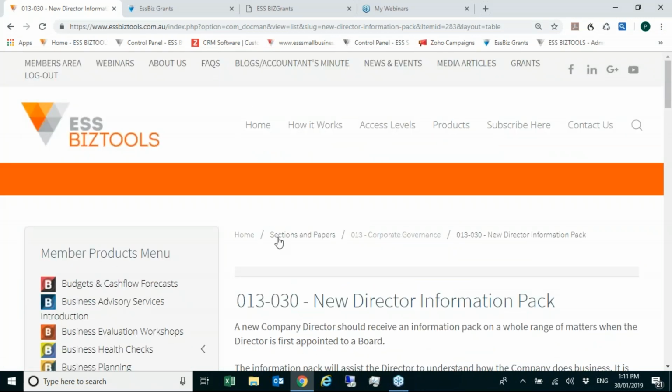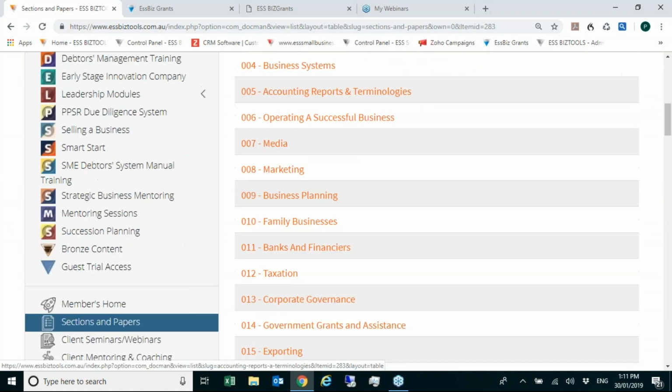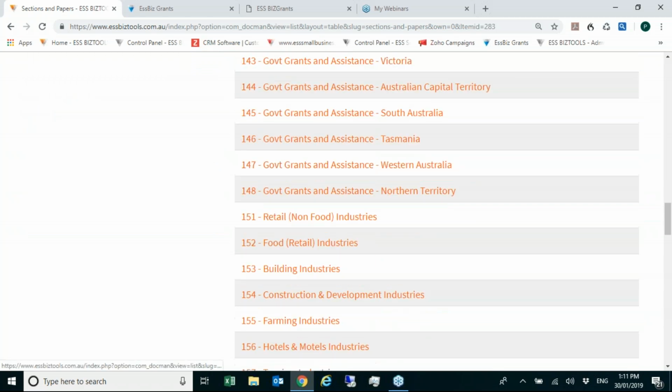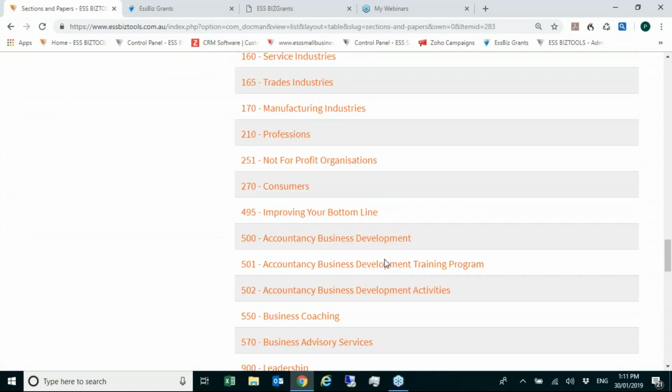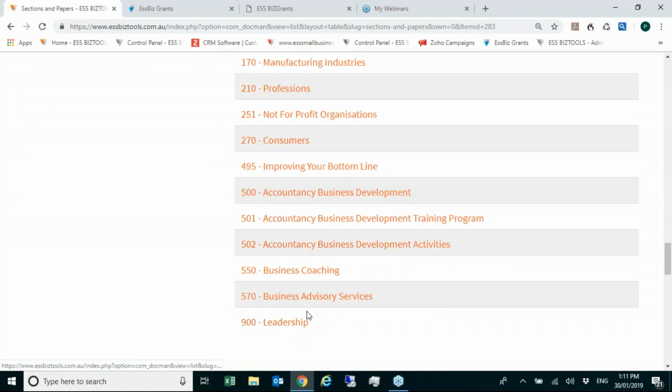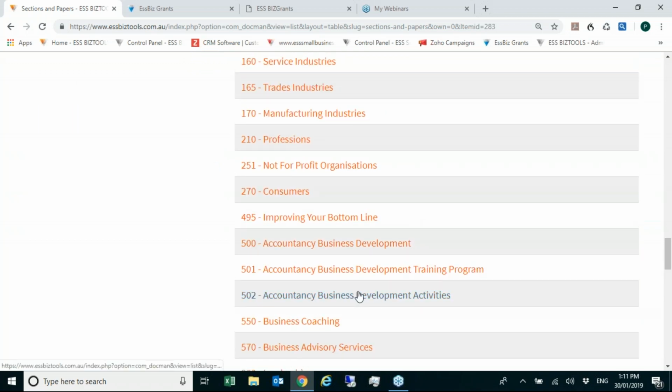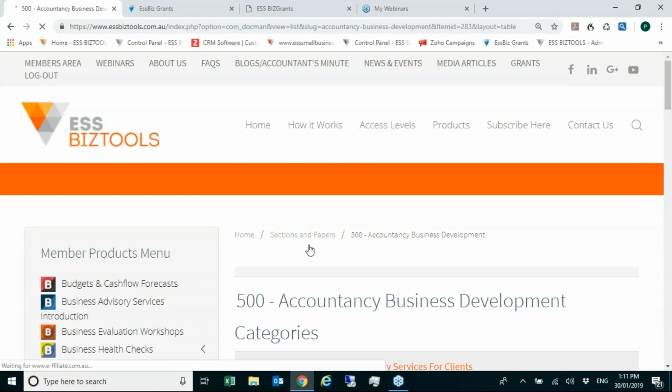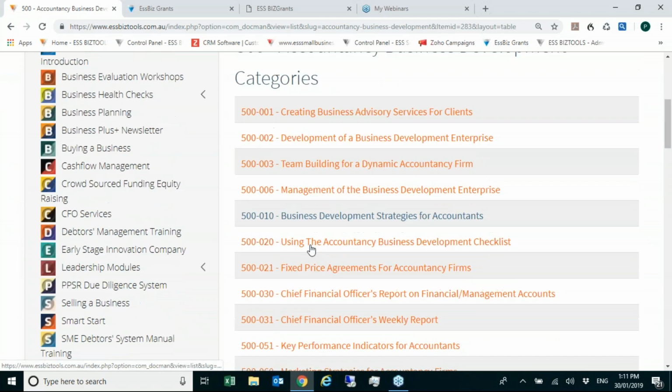If we want to go back to the beginning, we just click on sections and papers, but you can click within the area where we were. I'll just go up past 495 though, because there's a very important couple of series of sections here. 500 through, in fact, to 599 is reserved for accountancy businesses. So if you can click into here, you'll get articles relating to ideas for your firm. They work on the same basis. You click onto them, you get the paper, and then you can get PowerPoint slides.